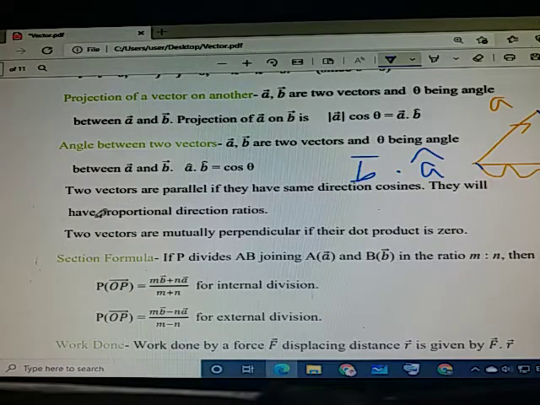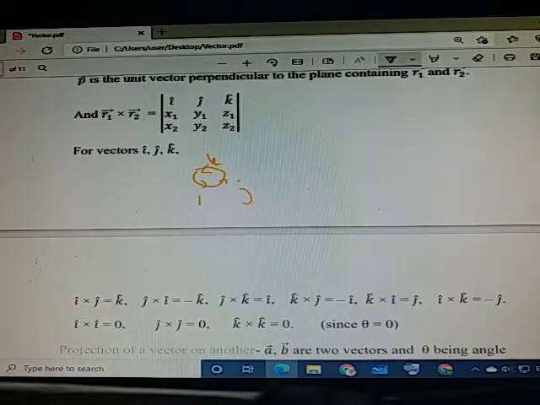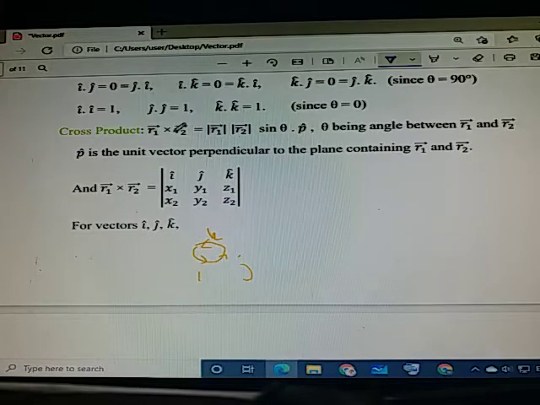Two vectors are mutually perpendicular if their dot product is 0. Similarly, the cross product is given by R1 cross R2 times sin theta. If theta is 0, then the cross product is 0.